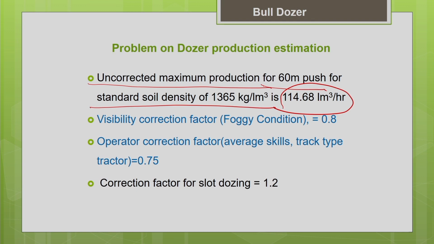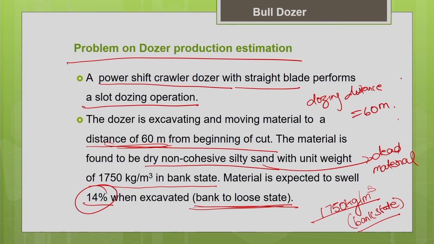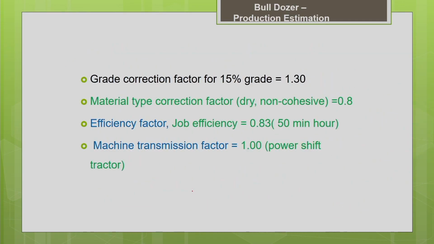So, next, you should note that this is valid for the soil density of 1365 kg per loose meter cube. But in your project the soil density is different. Okay. So, it is given 1750 kg per meter cube in bank state. So, you have to adjust it accordingly.